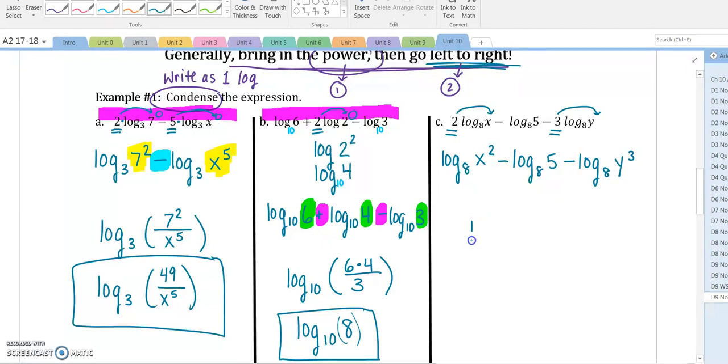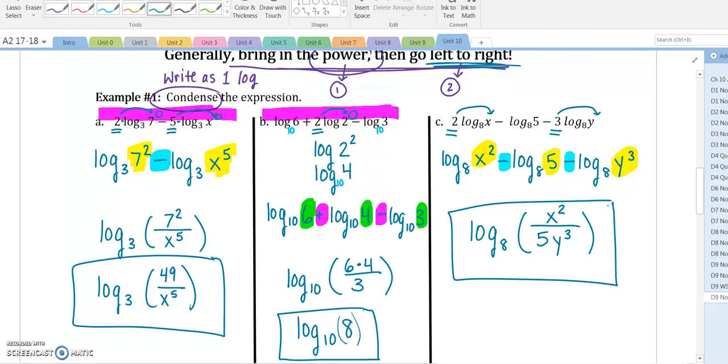Okay, and then once again, I want just one log, a single log, so I'm just going to write one log, and everything that's inside of my log is going to go inside of the parentheses, and I'll know whether it's top or bottom, or whether it's multiplying or dividing, based on these signs here. The first one is always the one on top, because it's always positive. So I know I'll put an x squared on top, but since it's minus the 5, that means divide by the 5. And minus the y cubed means the y cubed will be divided by 2, so it'll be on the bottom. So this would be my final answer.